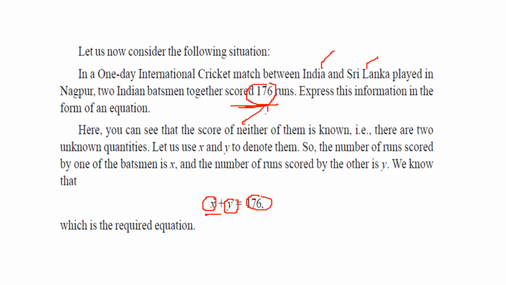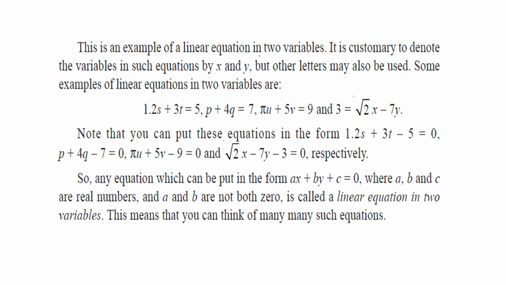This is a statement, and we have written an equation on the basis of this statement, which is the addition of the runs scored by two individual batsmen. It is 176. This is the required equation, and this is nothing but a linear equation in two variables. So this is an example of a linear equation in two variables. Customarily, we represent the variables as x and y, but there is no bondage. You can take p and q, you can take u and v, any variable you can take, but generally we take x and y.